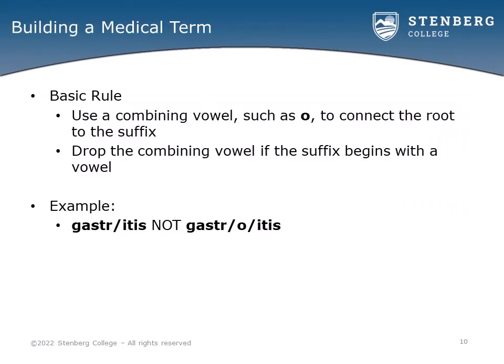When building a medical term joining a root and a suffix, remember that a combining vowel is only used when the suffix begins with a consonant. The example given, gastritis, not gastroitis.